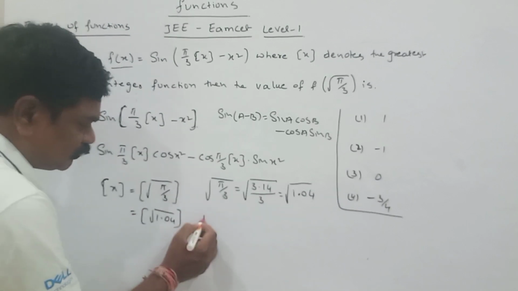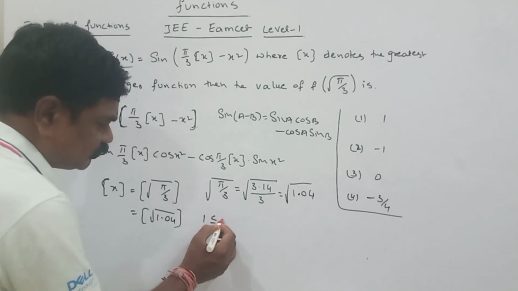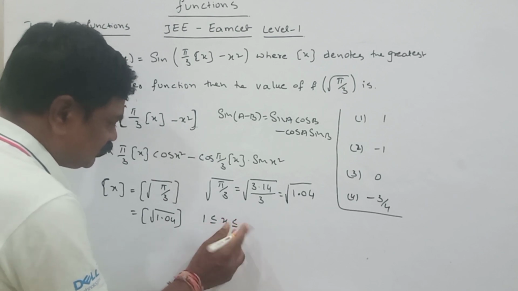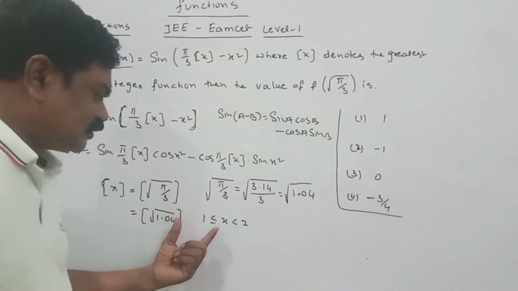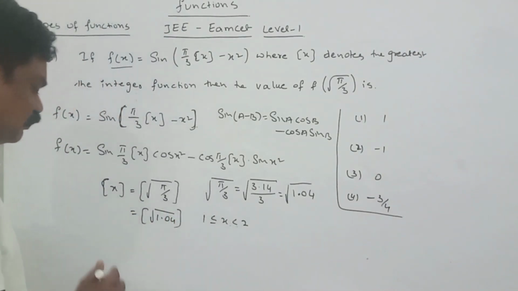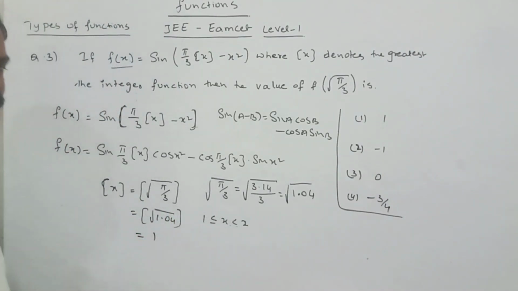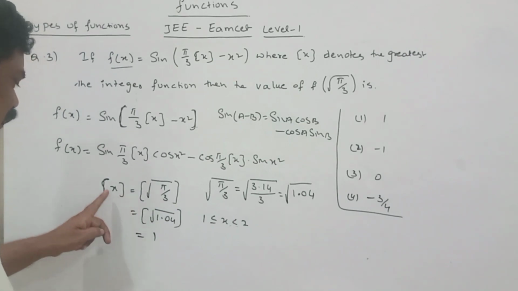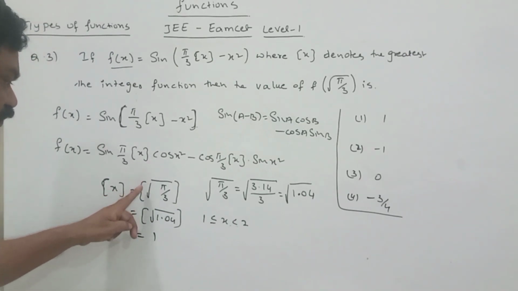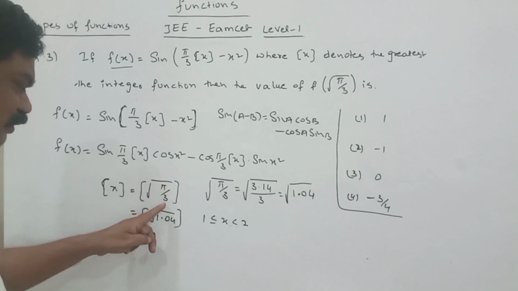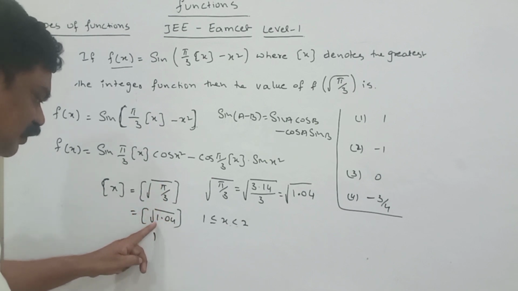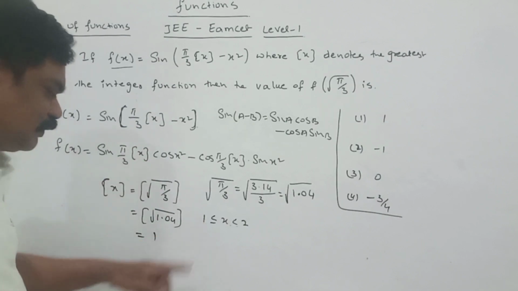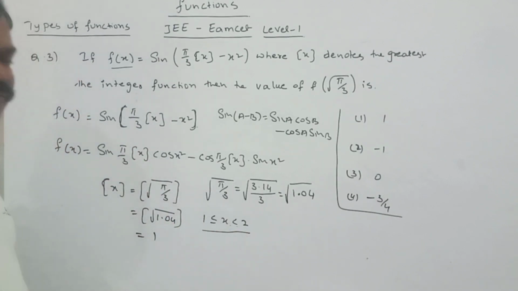This value is 1, since 1 less than or equal to x less than 2. So we take this value as 1. So step x is equal to step of root over pi by 3, which is step of root over 1.04. This value is 1, because the condition is this.